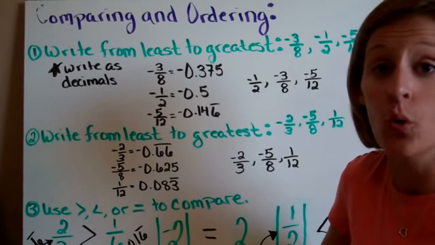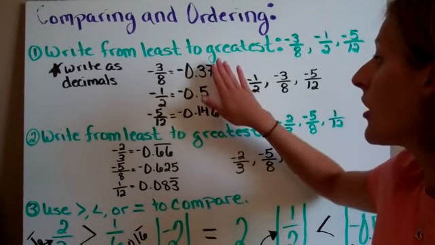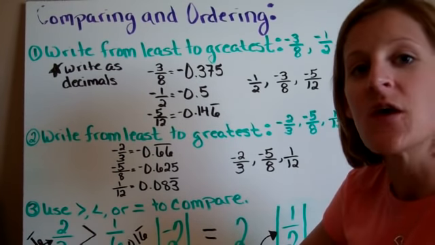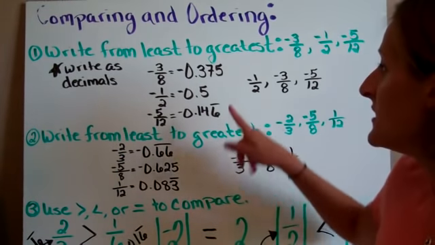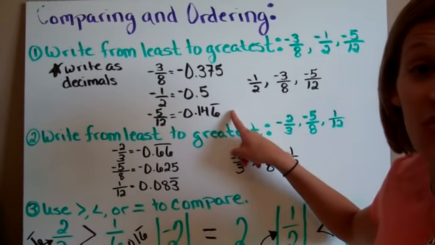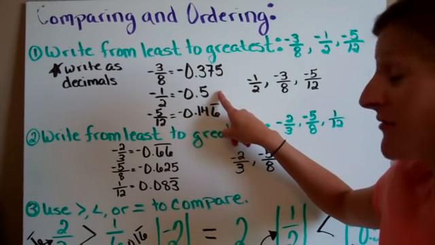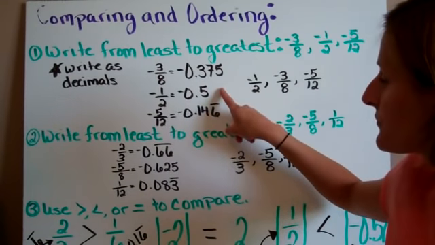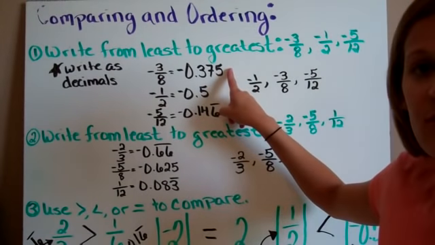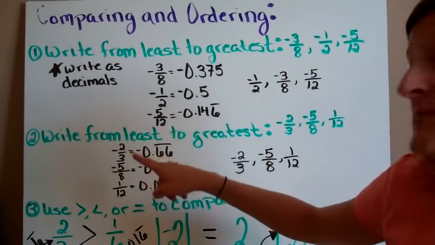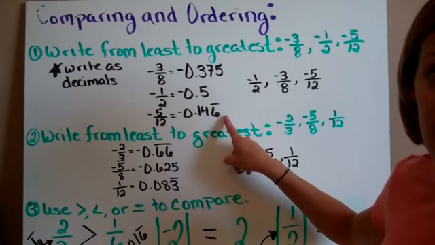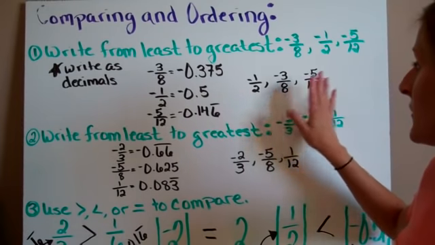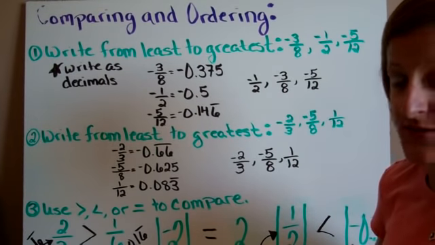Now we can start ordering them from least to greatest. All these numbers are negative. So what we need to do is to see which one's furthest away from 0. With all of these, the one that's the furthest away from 0 is negative 1/2. So that's going to be my smallest number since it's negative. My next one is negative 3/8. It's further away from 0 than the negative 5/12. So my answer would be negative 1/2, negative 3/8, and negative 5/12.